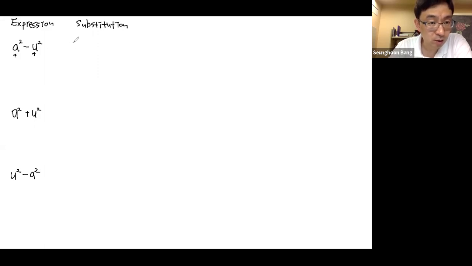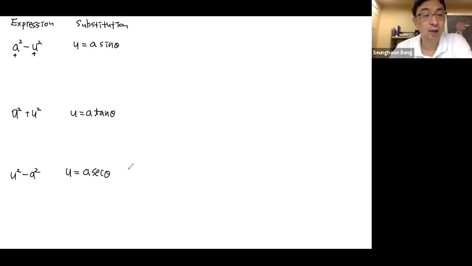Case 1. u equals a times sine theta. You can write it like this. The second one, u equals a times tangent theta. The last one, u equals a times secant theta. So like this.